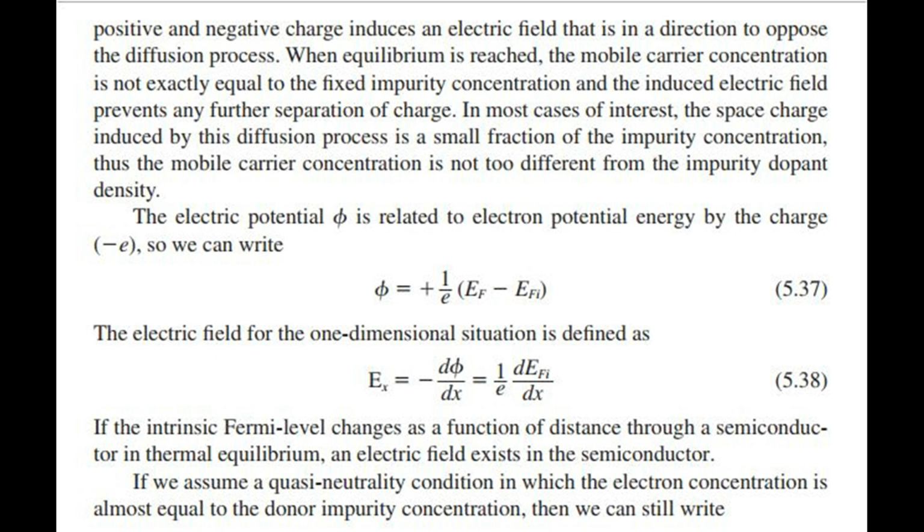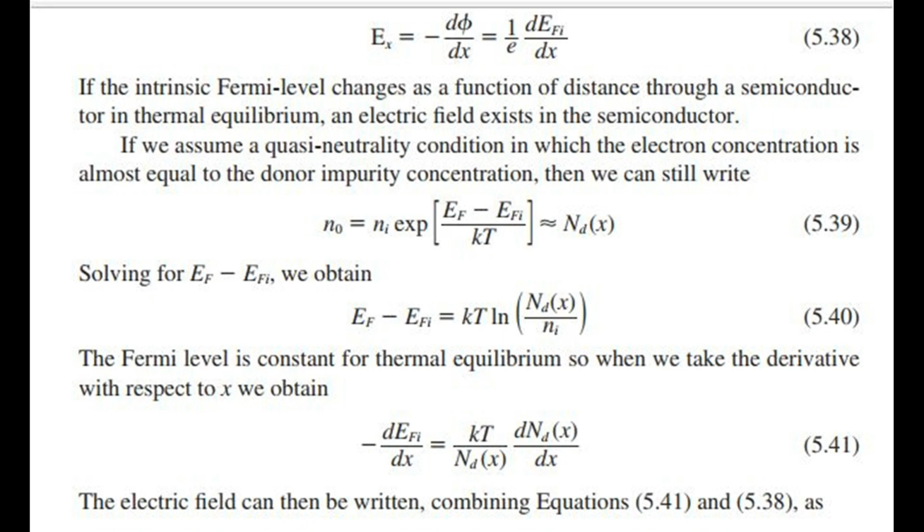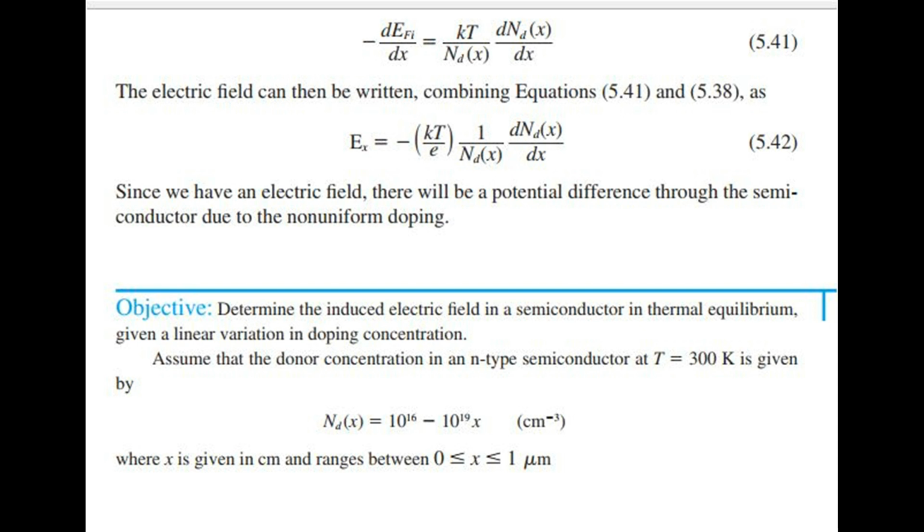If we assume a quasi-neutrality condition in which the electron concentration is almost equal to the donor impurity concentration, then we can still write. Solving for EF minus EFi, we obtain. The Fermi level is constant for thermal equilibrium, so when we take the derivative with respect to X we obtain. The electric field can then be written, combining equations 5.41 and 5.38, as: Since we have an electric field, there will be a potential difference through the semiconductor due to the non-uniform doping.